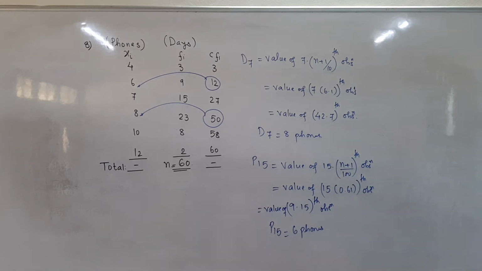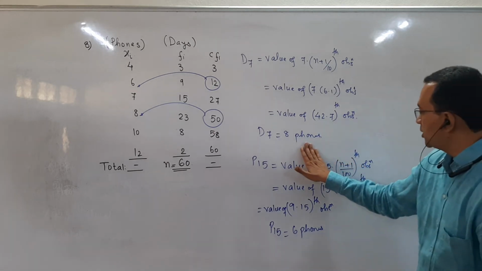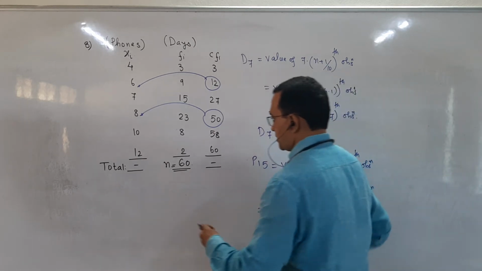So students, what is the interpretation? The data is regarding daily sales of mobile phones in a shop. So what is the interpretation? D7 is equal to 8. Therefore, the sale of mobile phones for 70% of the days is less than or equal to 8. What interpretation, students, I am writing here?